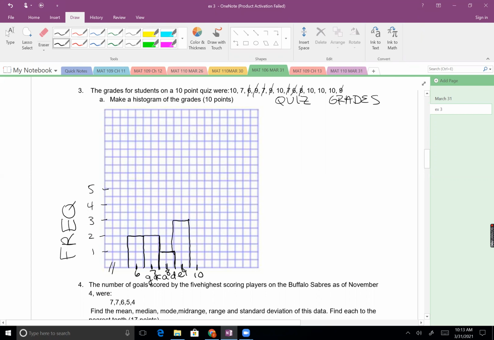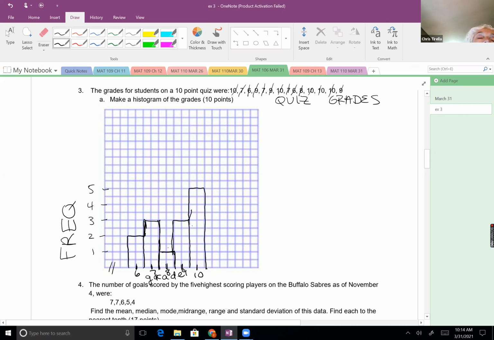Oh, I missed a 7. Let's try that again. There are 3 7s. That's why I crossed them off, so that I can tell if I missed one or not. And then there are 1, 2, 3, 4, 5 10s. So above the 10, I'll put a bar of height 5.